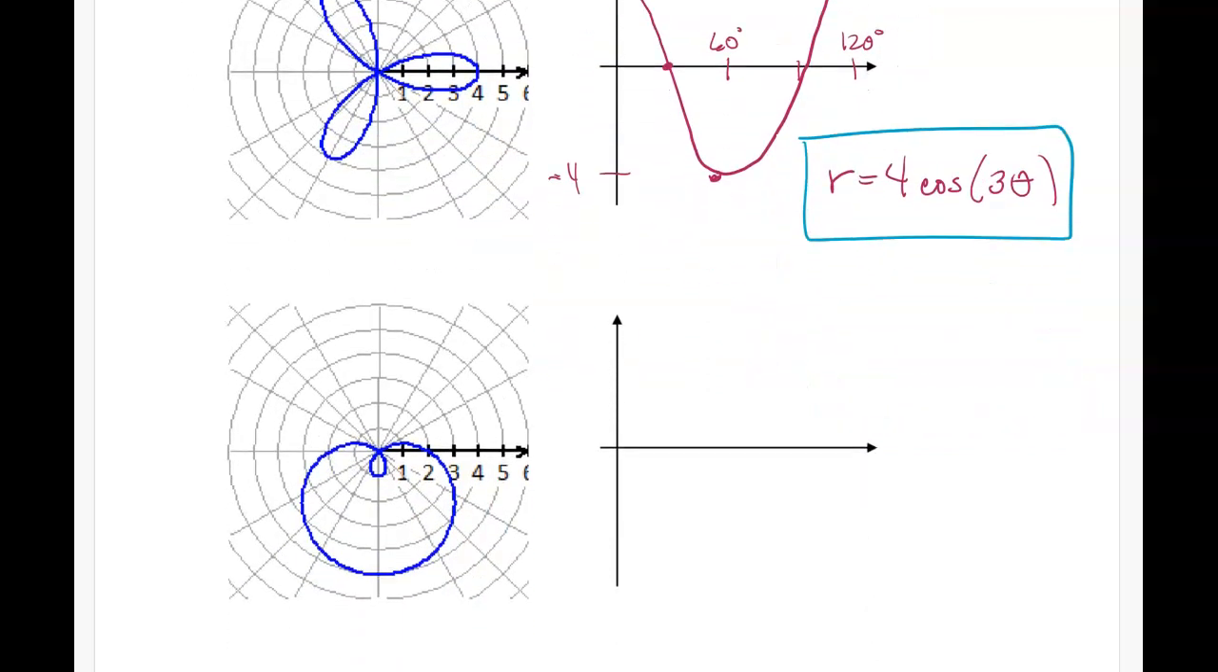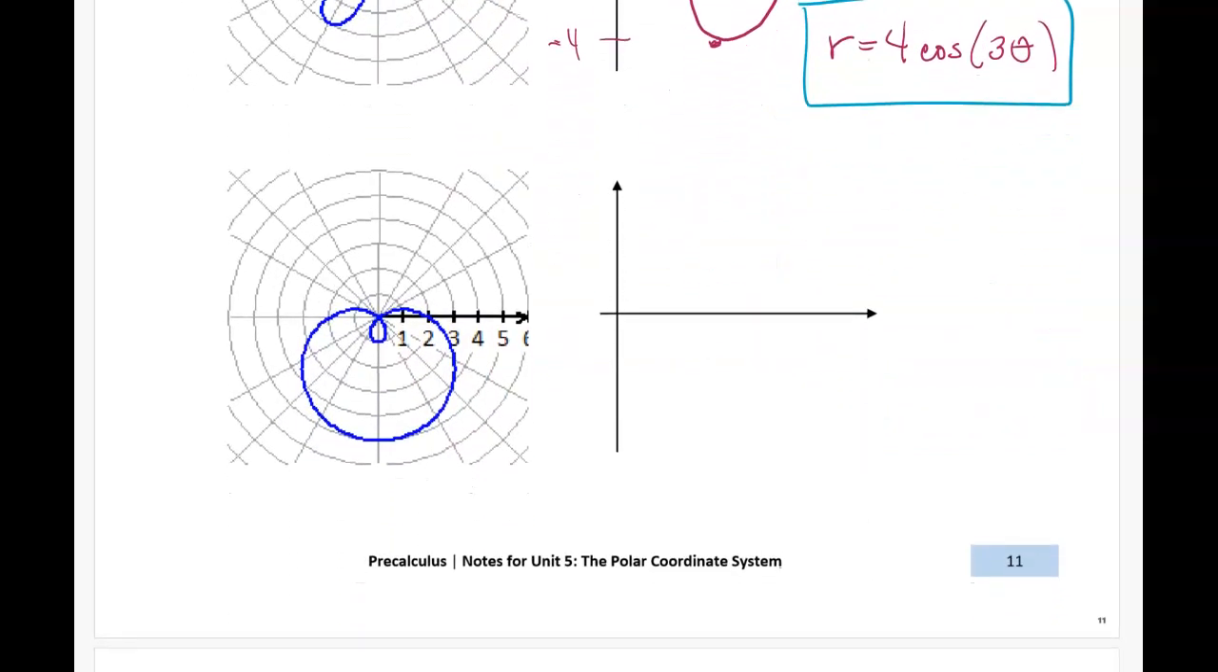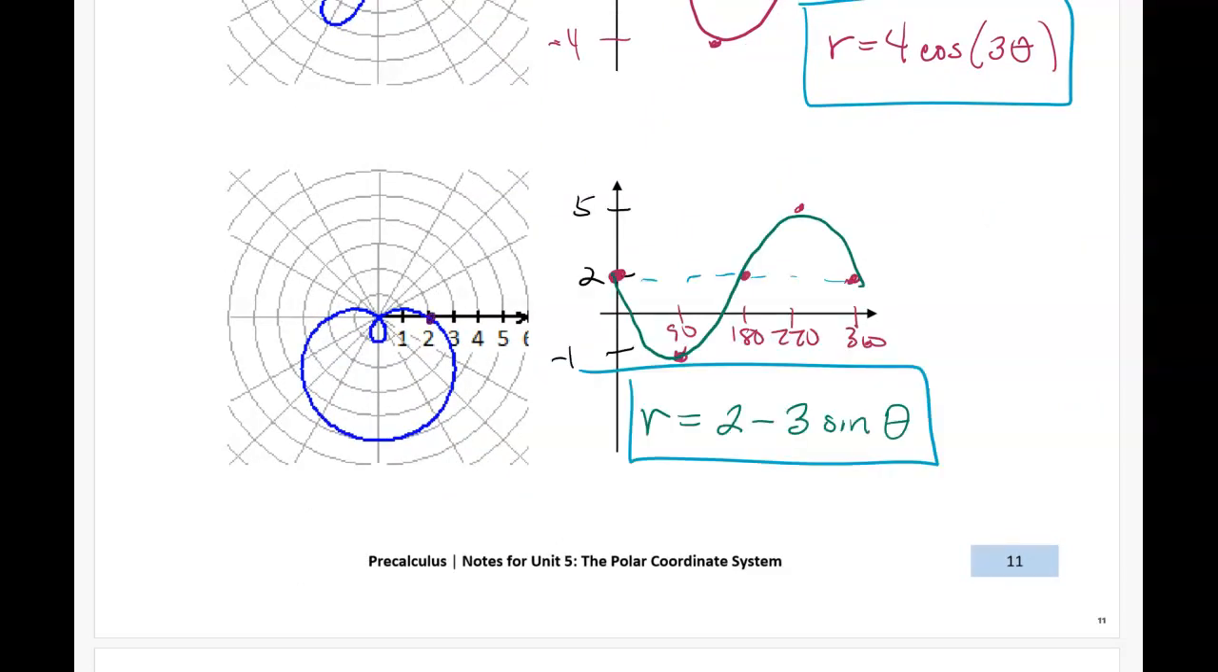All right, try the next one, which is a looped limaçon. Pause the video while you do this. Here is the equation for this looped limaçon. And that's it for the lesson.